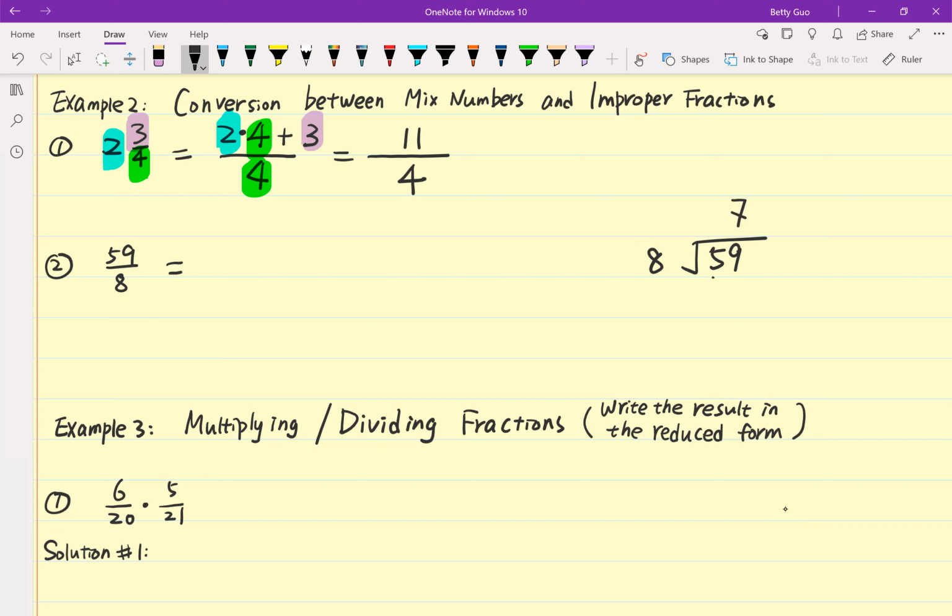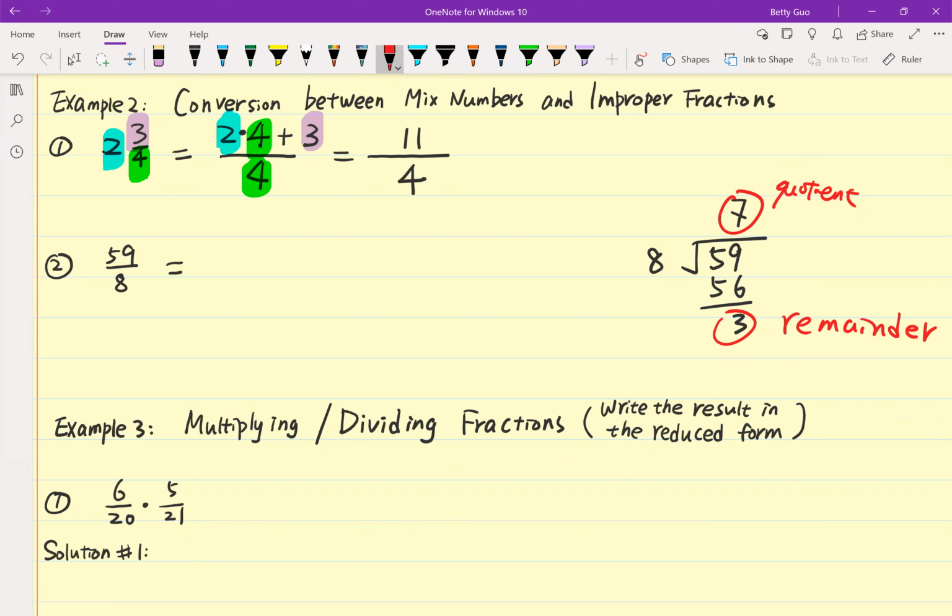7 times 8 is 56. And we have a remainder here, right? So 8 does not go into 59 completely. It has a remainder here. 8 is not enough to go in exactly. 7 times, yes, but there's a remainder 3 here. So this is the quotient. This is the remainder.